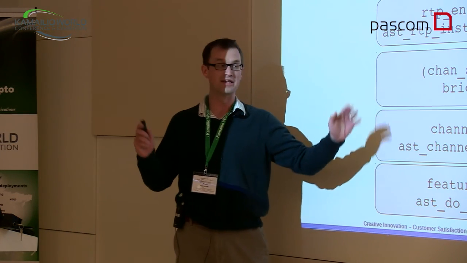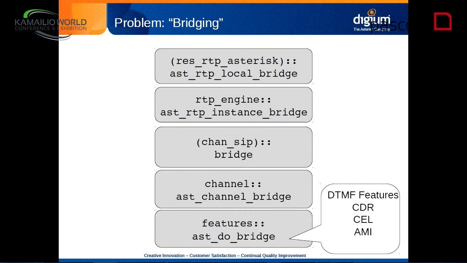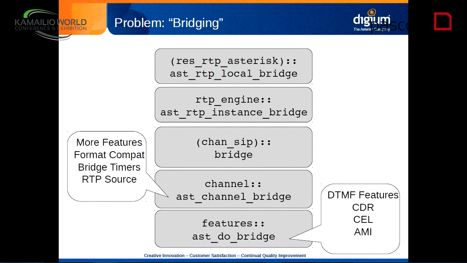Just willy-nilly, right? What makes this even worse is that all of the stuff that you care about happens interleaved through all of this stack. I've got DTMF features in features.c along with my CDR, CEL, and AMI code. I've got more features that are sitting in the channel code along with format capability checks, bridge timers, RTP source timeouts. Hey, it did the flashy thing. All right, it's back. I've got my RTP compatibility checks happening in the RTP engine.